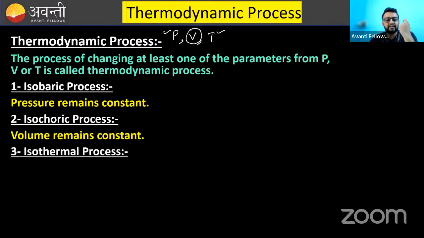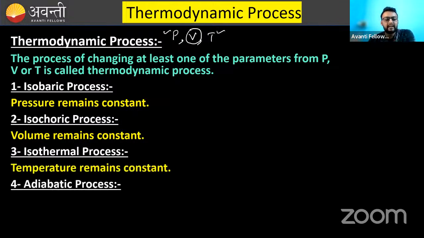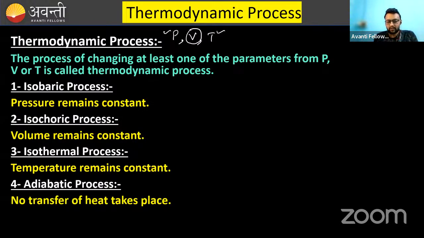Similarly, there is the isothermal process. You must have an idea: iso means same, thermal means temperature. The process in which temperature remains constant and all other things vary, that is, P and V may vary. Next is the adiabatic process, in which there is no heat transfer between the system and its surroundings. So no transfer of heat takes place.